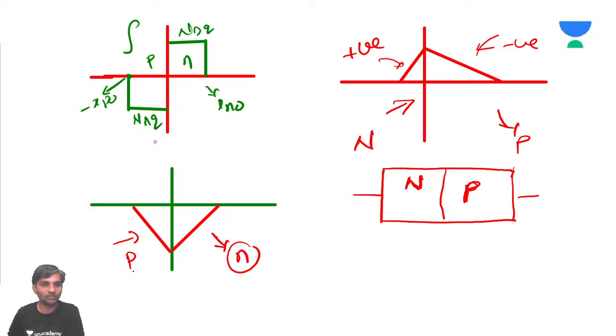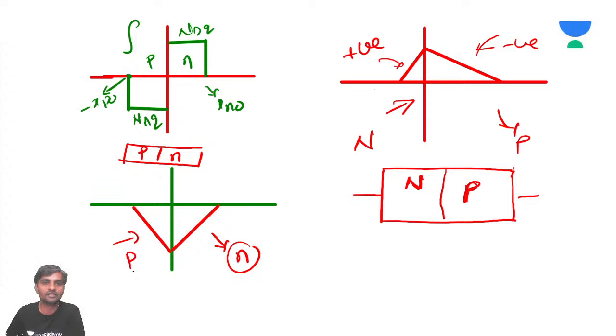Okay. Earlier this was here. This is P type, and this is N type, because this is decaying and this is increasing. So for N type, it will be increasing.